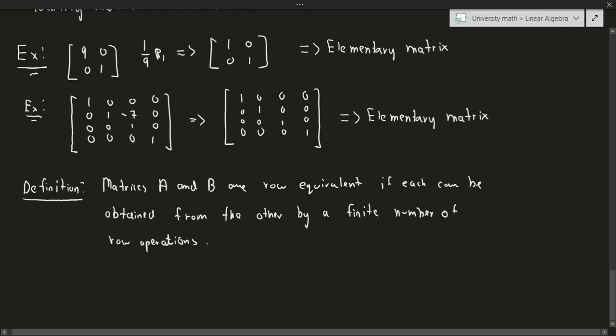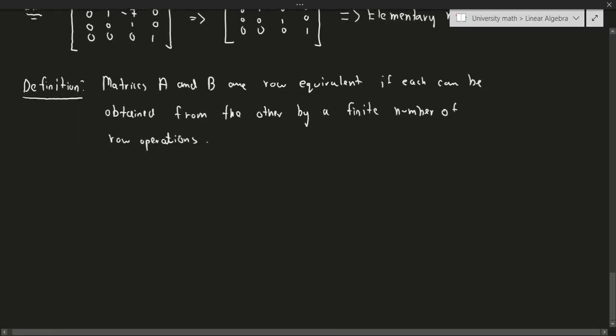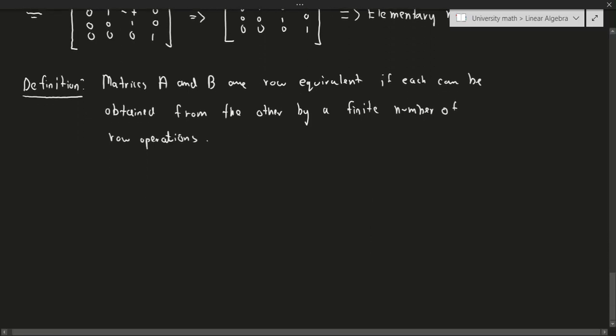So matrices A and B are row equivalent if each can be obtained from the other by a finite number of row operations. Intuitively speaking, that should make sense. I take one matrix, row reduce it using elementary row operations, and after a finite number of operations, we should get back the other matrix. From A, I can get to B with a finite number of operations. Okay, now let's talk about how to find the inverse of an n by n matrix. Let's talk about a particular theorem here.